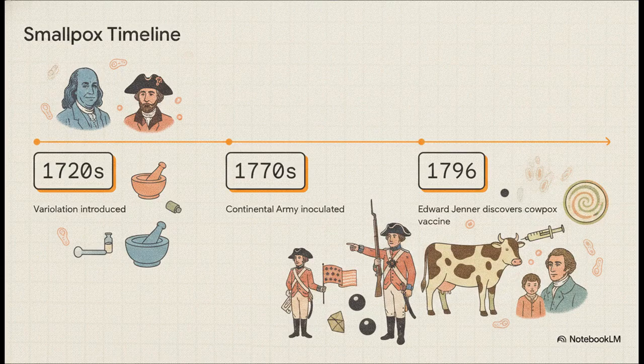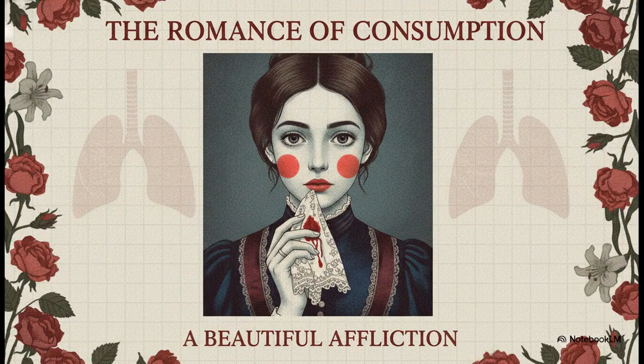Finally, in 1796, Edward Jenner discovered a much safer vaccination using cowpox, which led to the rapid decline of the disease. Moving from smallpox to tuberculosis, or consumption as they called it back then, this one spread rapidly through close contact, slowly destroying the lungs over a period of years. Whole families would just be wiped out.